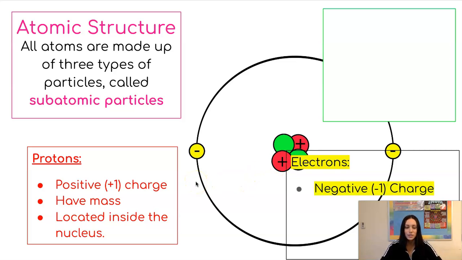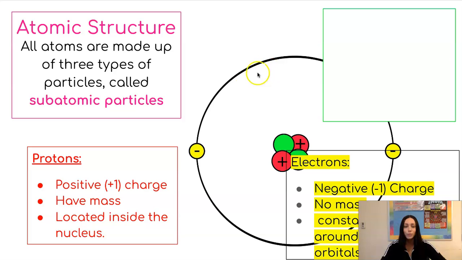Next, we have electrons. Electrons are negatively charged particles, or have a negative one charge. These particles have what we call no mass. Their mass is so small that we don't actually consider it as part of the mass of the atom. These particles are located in the outer orbitals, constantly rotating and orbiting around the outside of the atom.